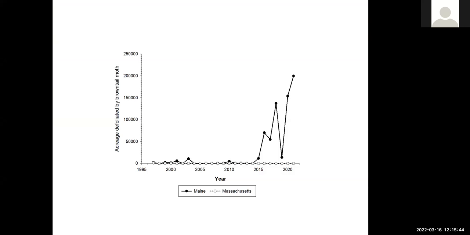But recent history, not a lot of activity, but then something started changing in 2015, and we've seen an almost continual spike in populations with this little dip in 2019. And then certainly 2020 and 2021 were significant years for defoliation. And like I said, a problem that I think has taken a lot of time for our partners to try to confront and work with the general public and just trying to manage the insect.